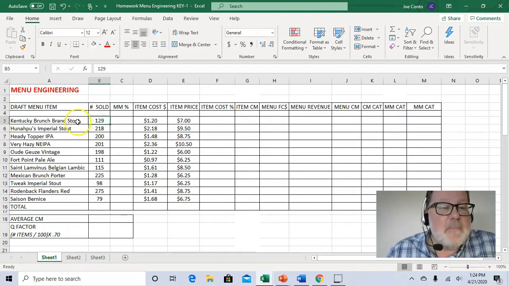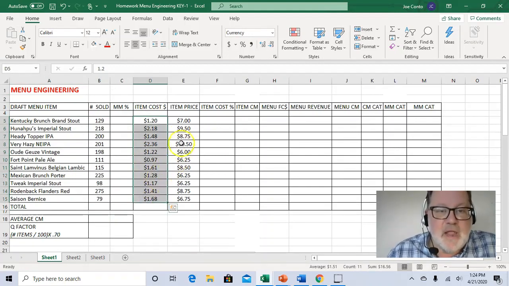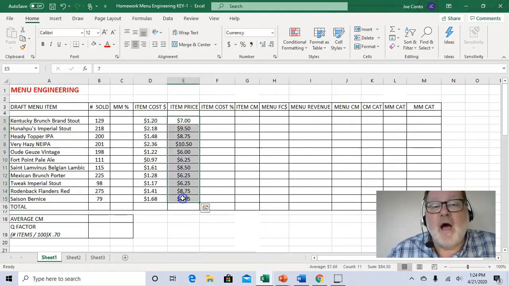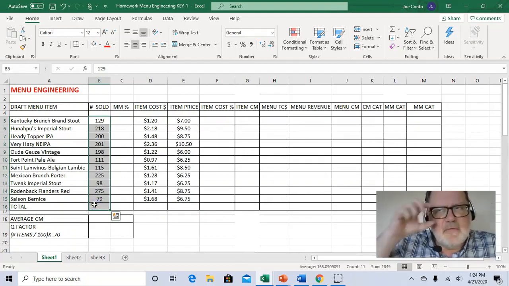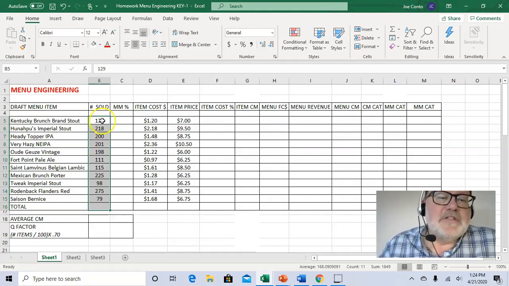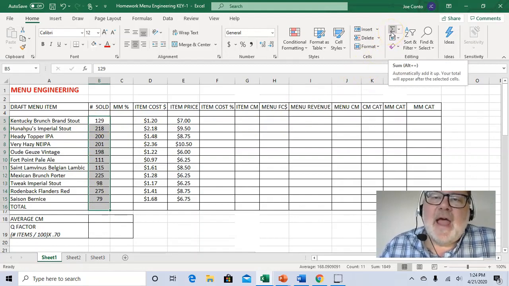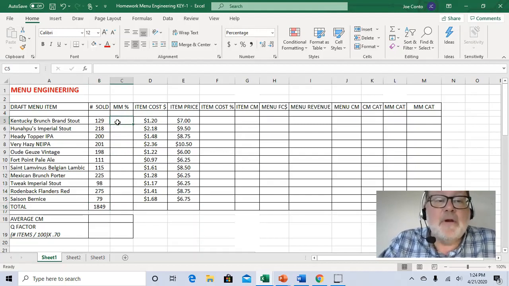I have to know what my menu items are and how much I sold of each item. I have to know how much it cost me per portion, and I have to know how much I'm selling it for on the menu itself. With those three items, I can do the rest. So if I just went down here, I'm assuming that you're fairly handy with Excel. If not, watch me. I just did a click and drag, and I went up here, and I'm just doing a sum total. So we know that over this time period, the bar sold 1,849 drafts. Great.